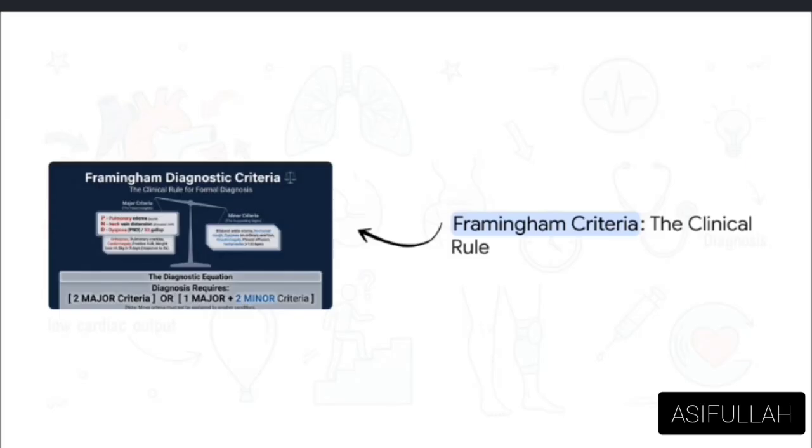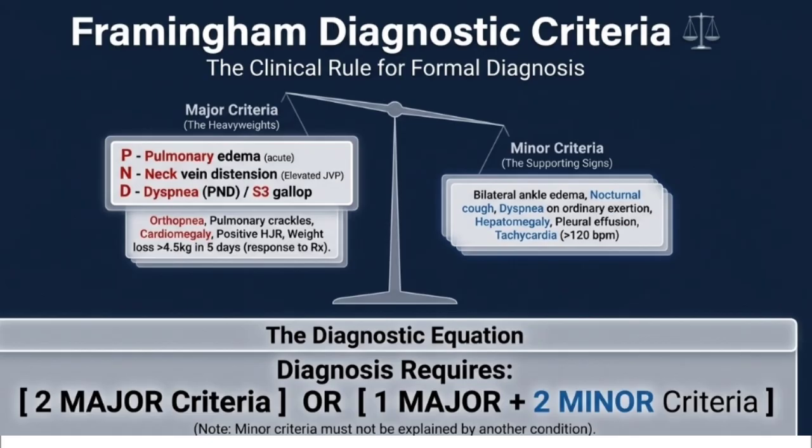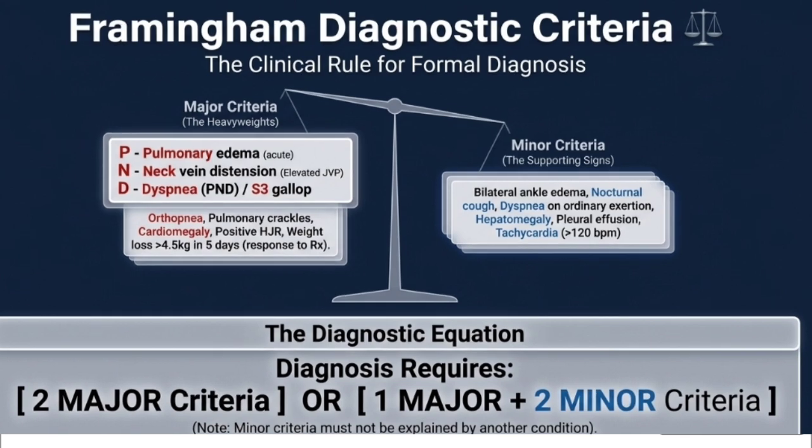The heavyweights are your major criteria: acute pulmonary edema, neck vein distension, PND, S3 gallop, and cardiomegaly. Then you have the supporting signs, which are your minor criteria: bilateral ankle edema, nocturnal cough, hepatomegaly, and a fast heart rate over 120 beats per minute. By weighing these out, again, 2 major or 1 major and 2 minor, you take the guesswork completely out of it and officially lock in that clinical diagnosis.